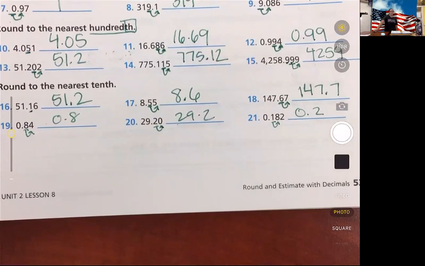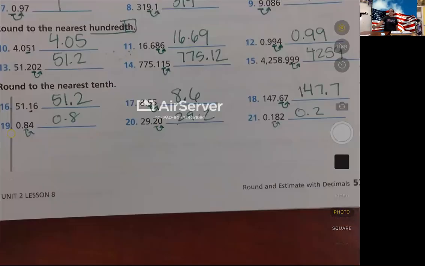Some of you grabbed the wrong place value position on your rounding, so just make sure that you're underlining the digit in that place value position, okay? That's what's gonna help you make sure that you're in the right spot.